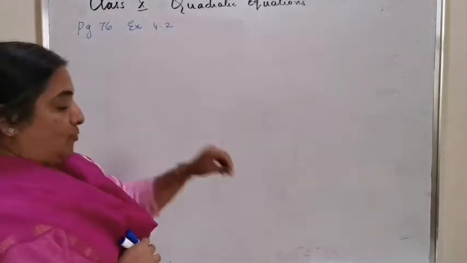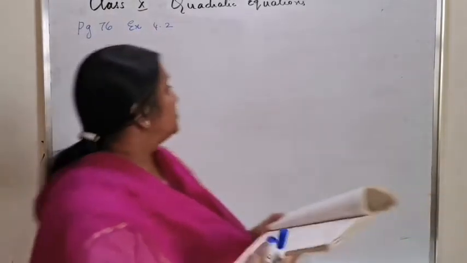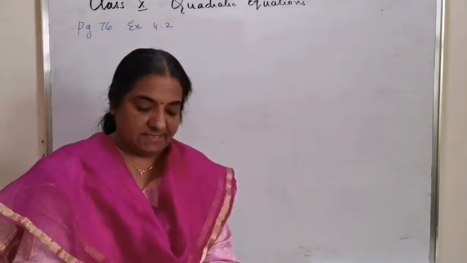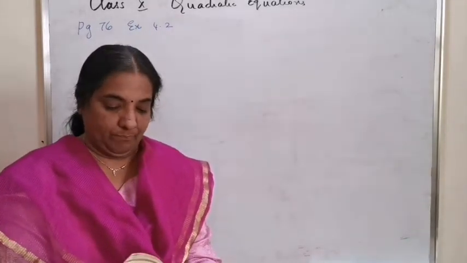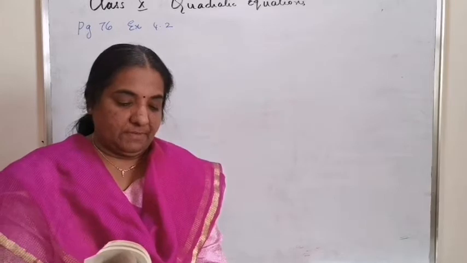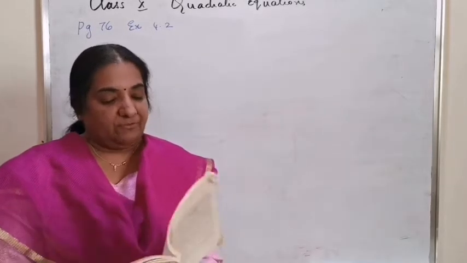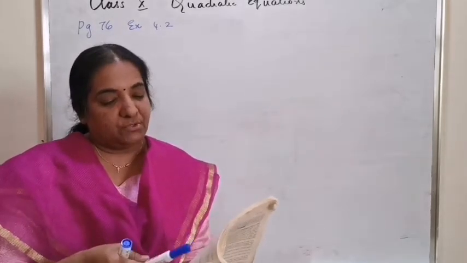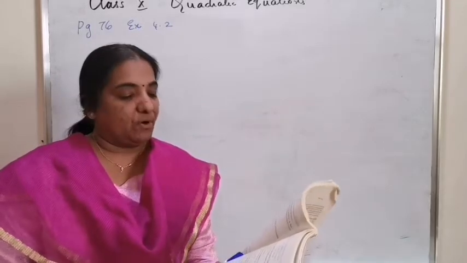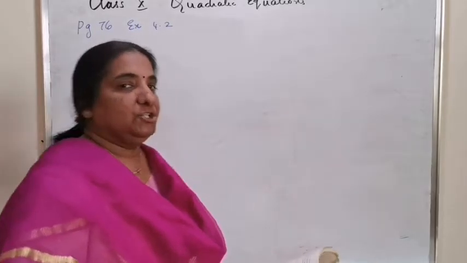Exercise 4.2, page 76. Third question. Find two numbers whose sum is 27 and product is 182.